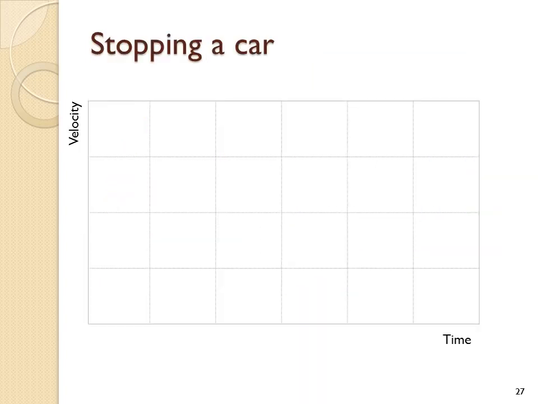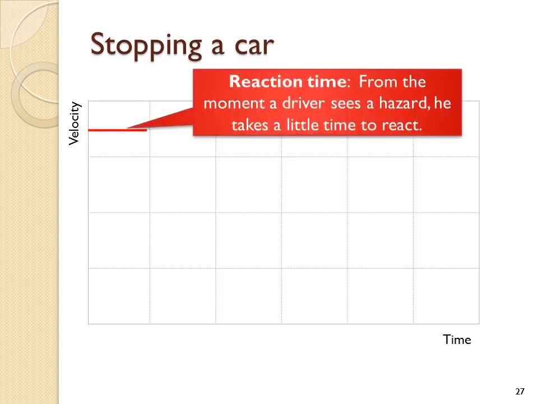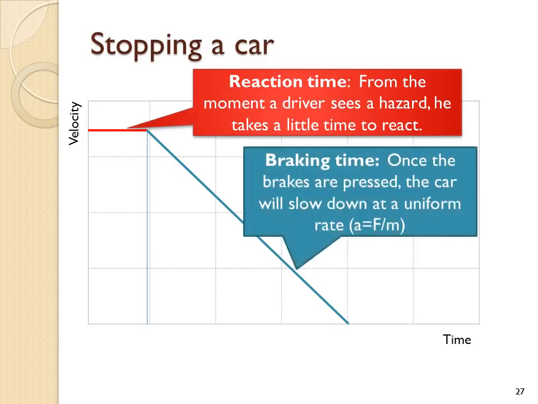Let's look at another application of a velocity time graph. When you see a hazard and you're driving at a constant speed, it'll take a little bit of time before you react. The moment you see a hazard, you will take time before you can press the brakes. From that point on, you'll apply a constant force at the brakes, and the car will slow down at a constant deceleration. This would be called the braking time.